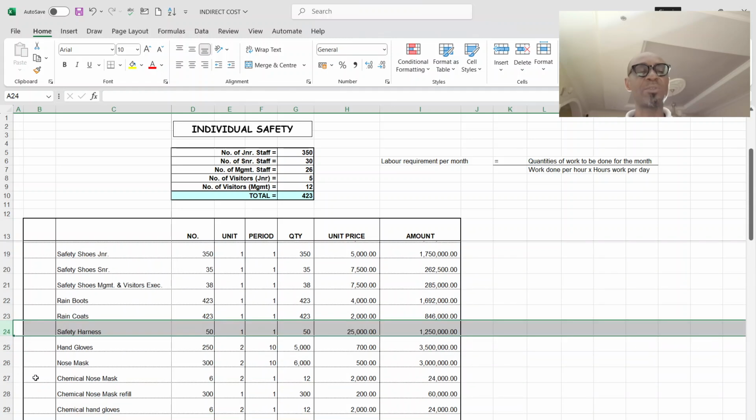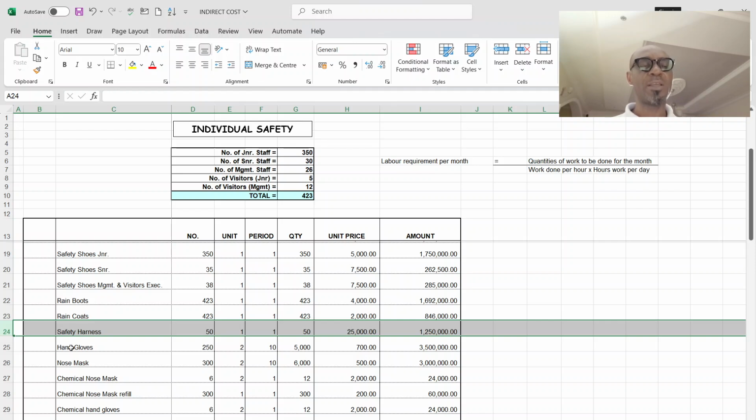Then safety harness, which is safety belt for people working on height. That is based on your experience on site and the previous jobs you've done, how many were used. Usually the safety harness doesn't get spoiled easily, so you can just use the experience you have from your previous site to know how many you need on this site. If it is slightly larger than the site you have done in the past, you make more provision. If it is less, you make lesser provision than what was used.